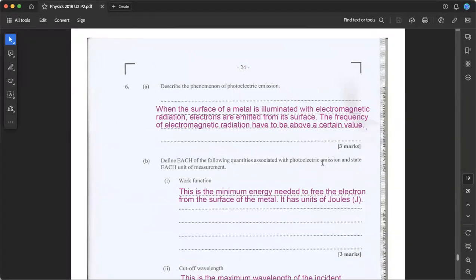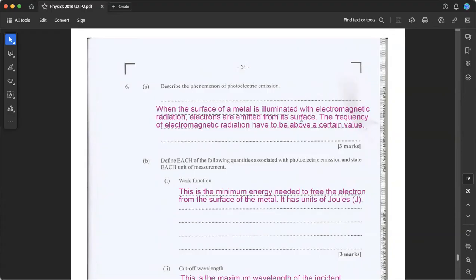Okay, everyone, let's do this question from module 3 of that CAPE Physics Unit 2 exam from June 2018. This question is about the photoelectric effect, or the phenomenon of photoelectric emission. They're asking us to describe that phenomenon. That's really when the surface of a metal is illuminated with electromagnetic radiation, and then electrons are emitted from the surface of that metal, right?